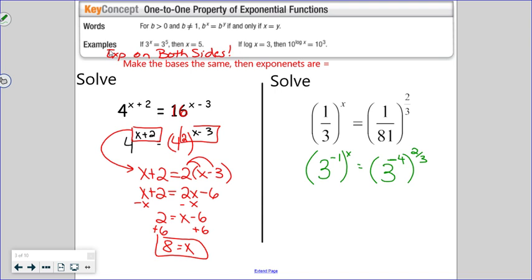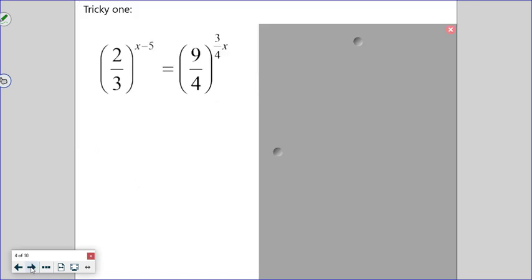Okay, the next one is tricky though. This is definitely not a straightforward problem. I want you and your table partner to see if you can come up with an option. Okay, it is not as straightforward as it seems. (2/3) to the x minus 5 equals (9/4) to the 3/4 x.